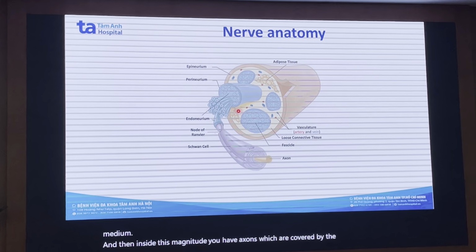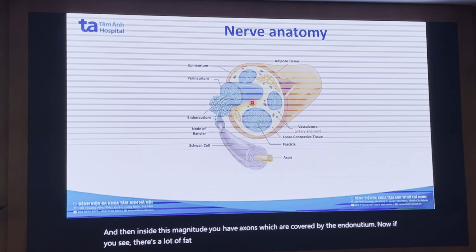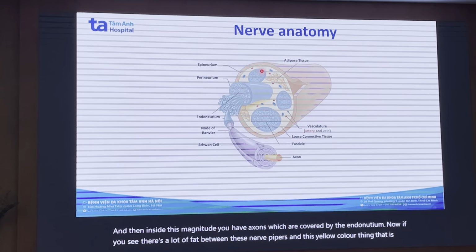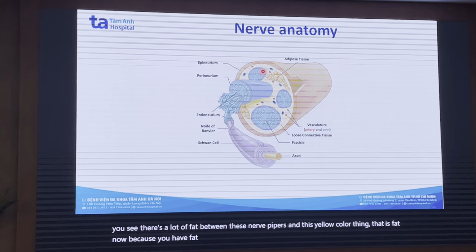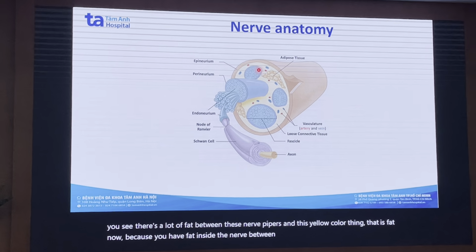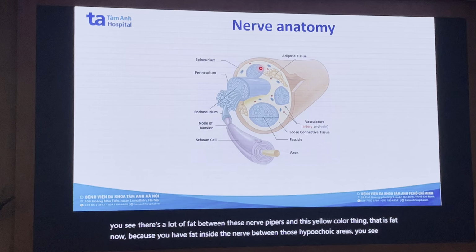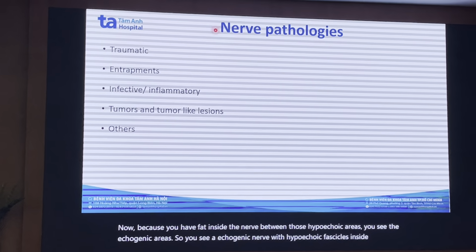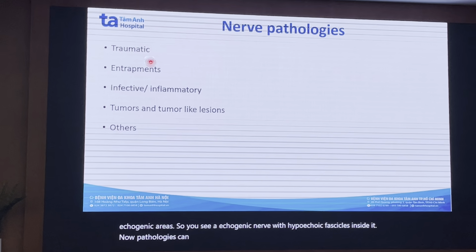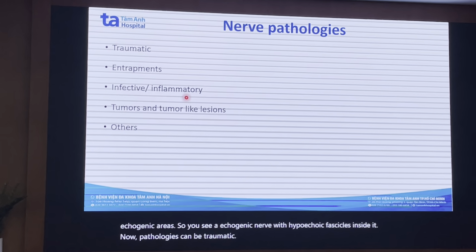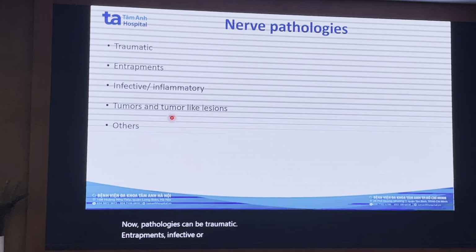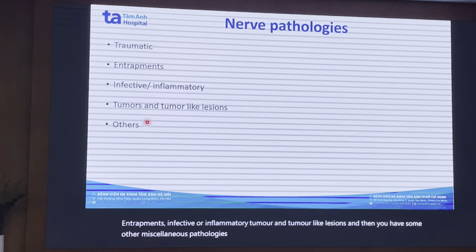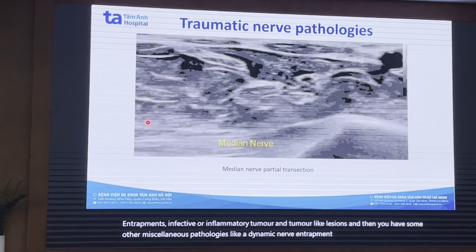Now if you see, there is a lot of fat between these nerve fibers, and this yellow colored thing is fat. Because you have fat inside the nerve, between those hypoechoic areas you see the echogenic areas. So you see an echogenic nerve with hypoechoic fascicles inside it. Nerve pathologies can be traumatic, entrapments, infective or inflammatory, tumor and tumor-like lesions, and then you have some other miscellaneous pathologies like a dynamic nerve entrapment or a dynamic neuropathy.